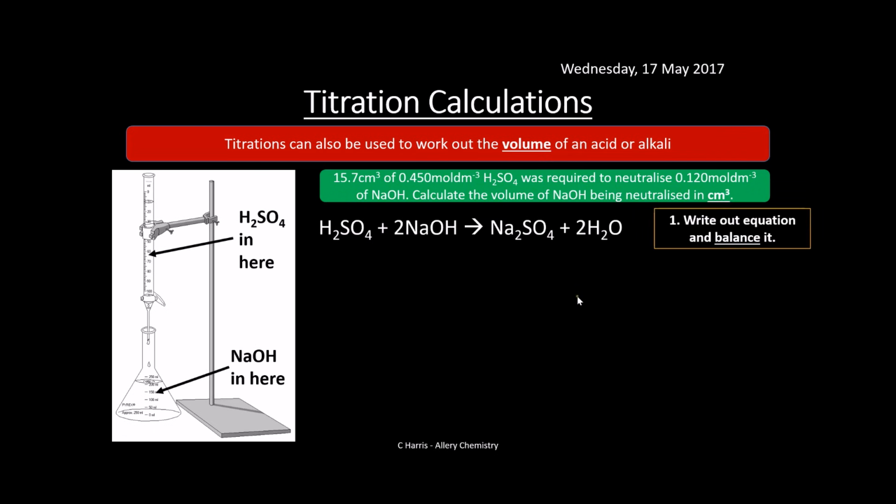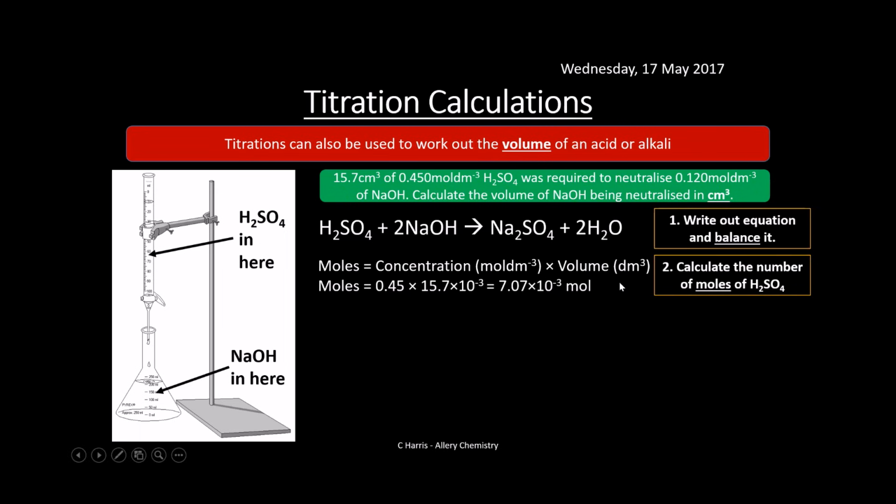So you can see here, the first thing, again, we're going to write our equation. This time we've changed the acids a bit. So the acid is sulfuric acid and we've got sodium hydroxide in here. Write out the equation and make sure it's balanced. You can see it's balanced there. Then we're going to calculate the number of moles of sulfuric acid. Again, it's the same thing.